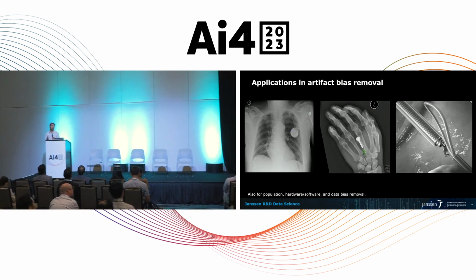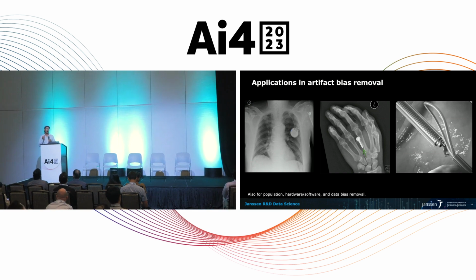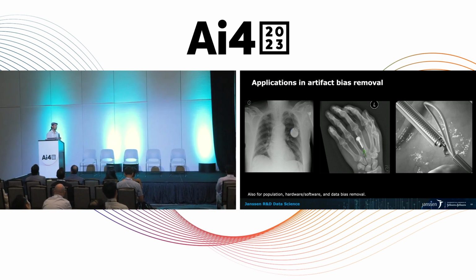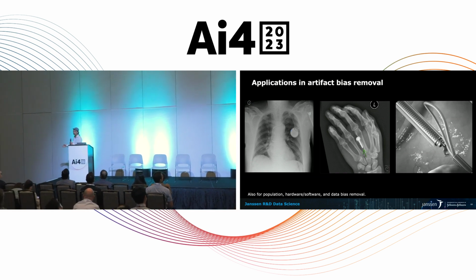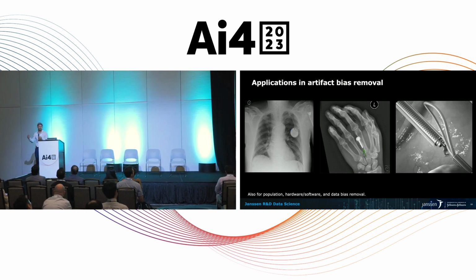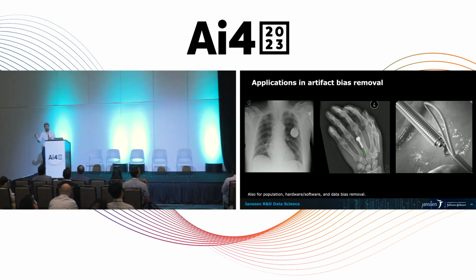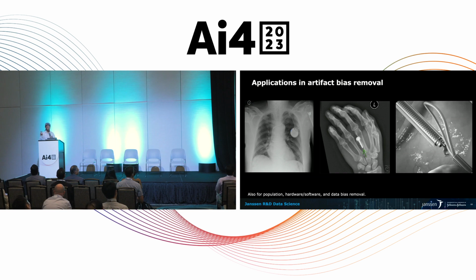Or another thing that happens all the time is if you have a lot of images from one scanner, GE, and then you have a few from Siemens, and then your model doesn't know what to do with the Siemens scanners because it has not seen enough. Use generative AI to just generate hundreds of other images that would look like they came from the Siemens scanner.